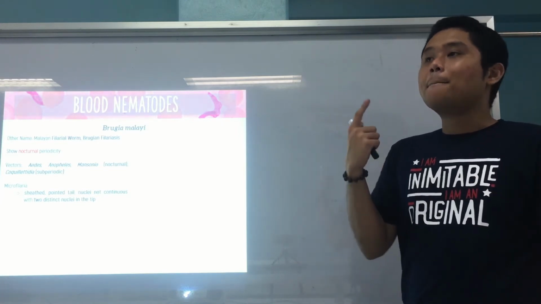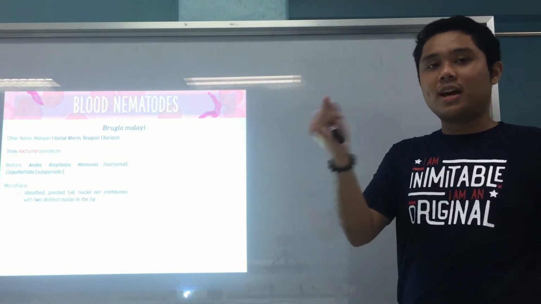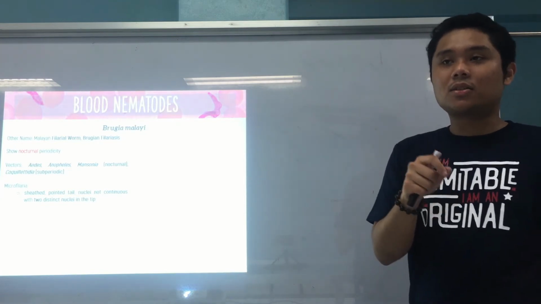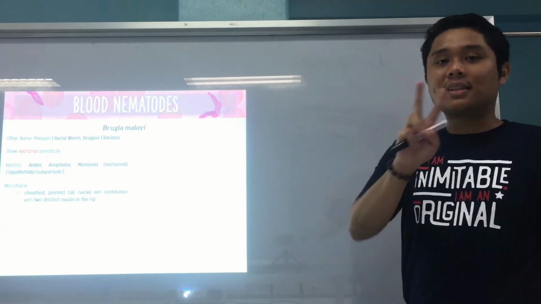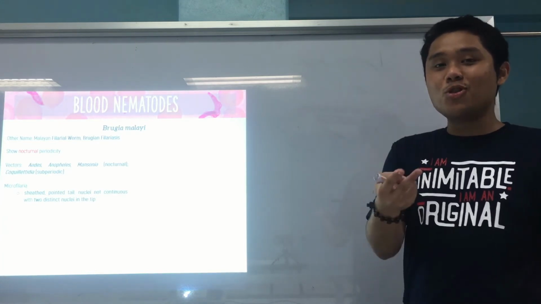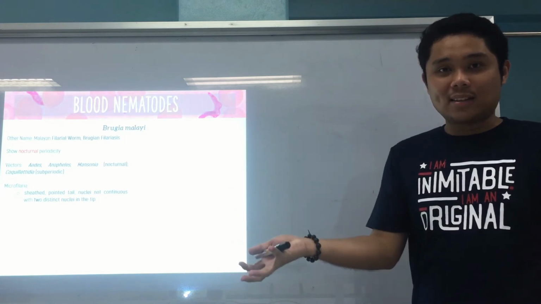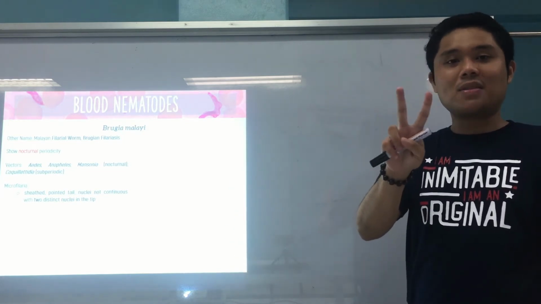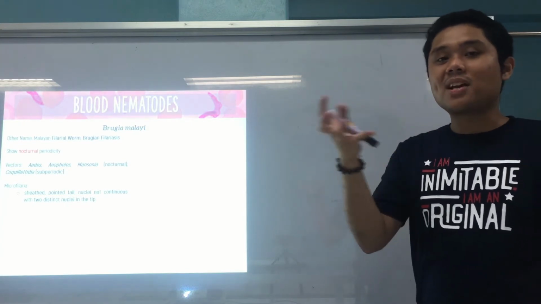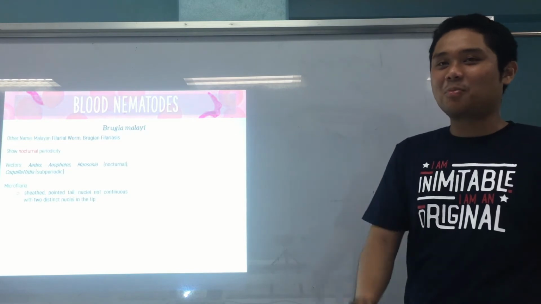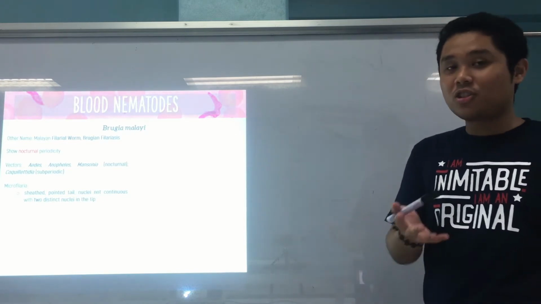How do I remember? Brugia. Two syllables, or letter B ang nag-start. So what letter in the alphabet? The second letter in the alphabet. So meaning it has two nuclei at the tip of the tail. Brugia, letter B, second letter in the alphabet, two nuclei at the tip of the tail. I hope that helps, the mnemonics. And it's also sheathed.